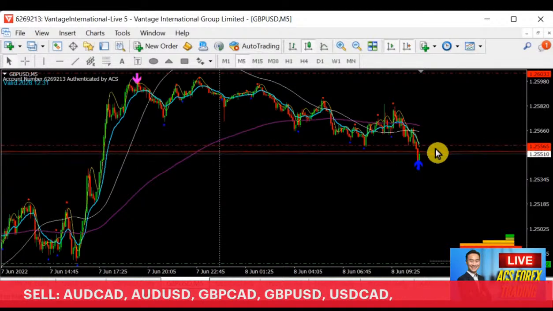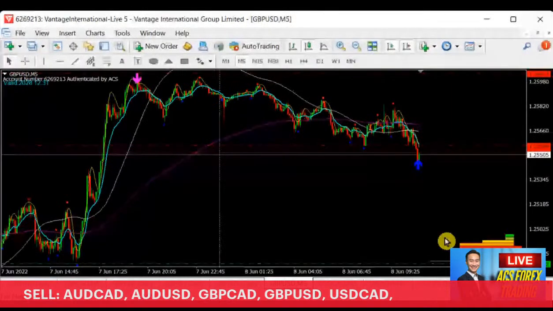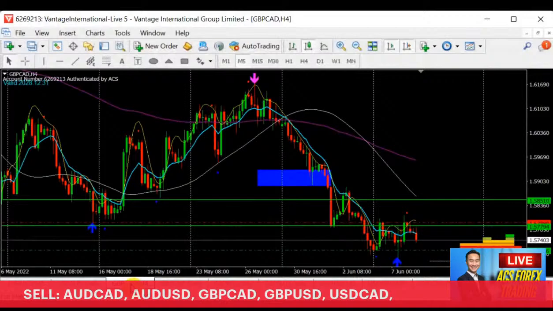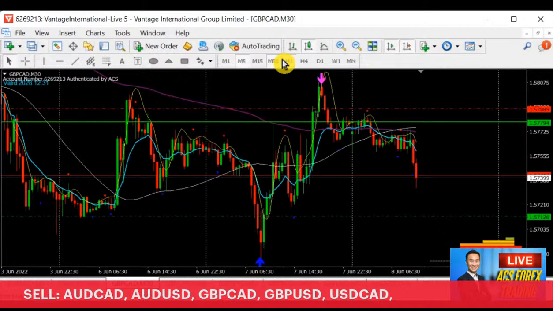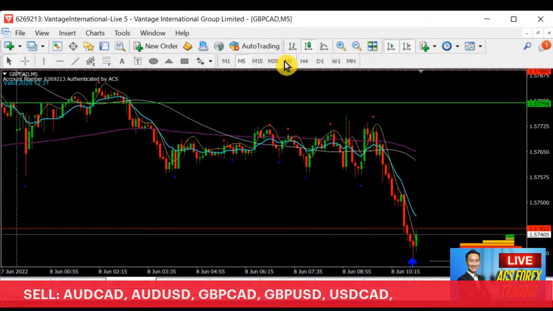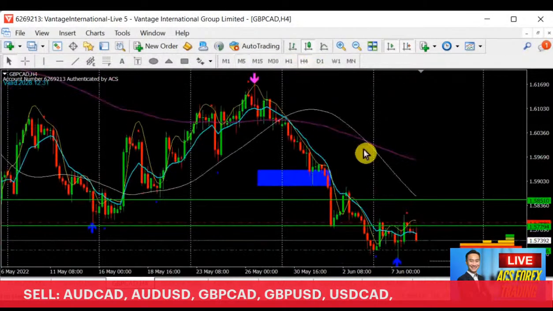So the potential one will be pound dollar. The next one, let's see, likely pound CAD. Let's take a look. Pound CAD is another one that we are looking out for. Basically, I'm waiting for pound CAD to retest the resistance.